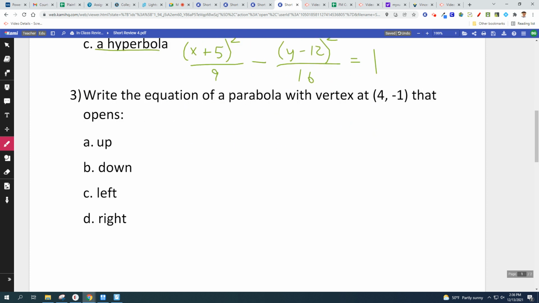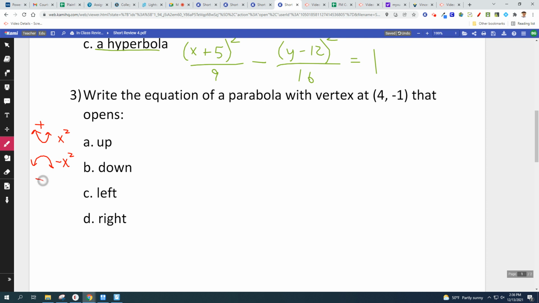Write the equation of a parabola with vertex at 4, -1 that opens up, down, left, or right. We know that the regular parabola that we've seen 50 bazillion times is y equals x squared. When it opens down, it's going to be negative x squared. Something that opens in the positive direction is positive x squared, and in the negative direction is negative x squared. So just flip-flop that for left and right.